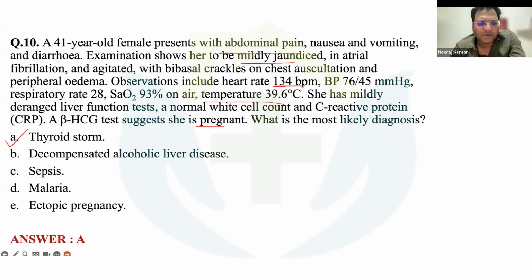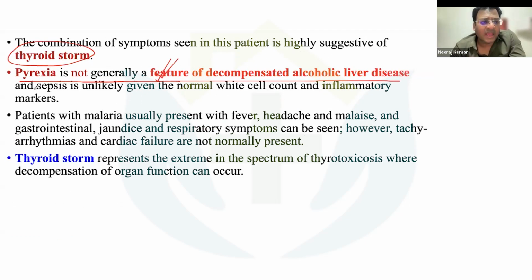Sepsis is unlikely given the normal white cell count and inflammatory markers. So you rule out sepsis also. Now coming to the patient with malaria, they usually present with fever, headache, malaise, and GI, jaundice and respiratory symptoms can be seen. However, malaria doesn't have tachyarrhythmia and cardiac failure. So again, malaria is also ruled out.